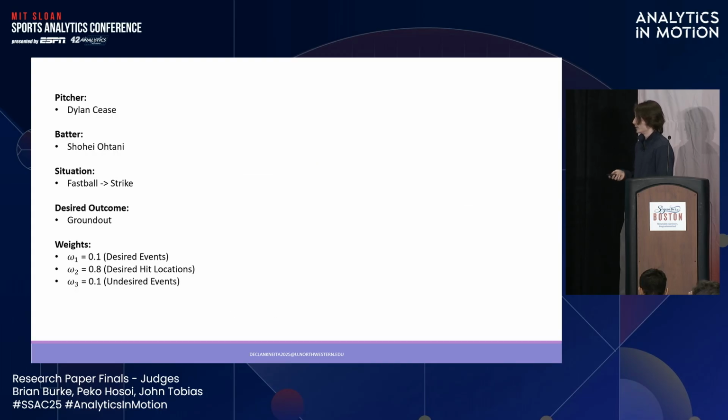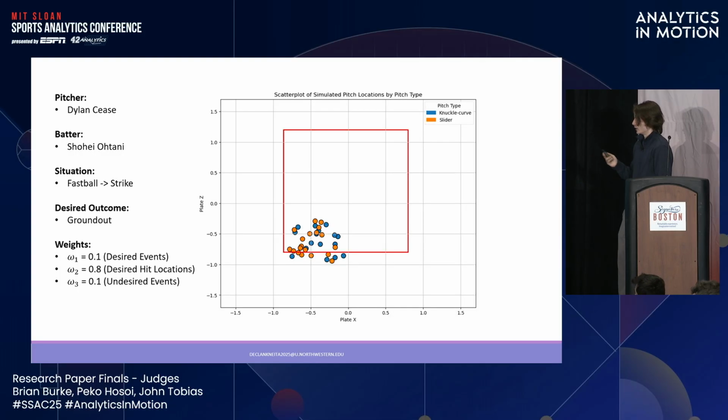Switching up the scenario a little bit, we're going to go back to Ohtani as the batter, but now we're going to try and get him to ground out into a double play. So we're going to say there's a runner on first. We're going to heavily weight the desired hit location weight to be the infield positions. When we do that and simulate all the pitches, these are going to be the top 5% in terms of that pitch score. It's going to be recommending sliders and curveballs low and away in the zone to try and get Ohtani to ground out.